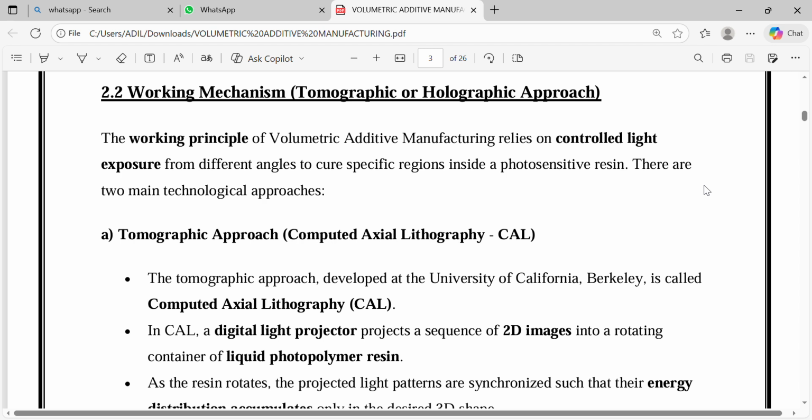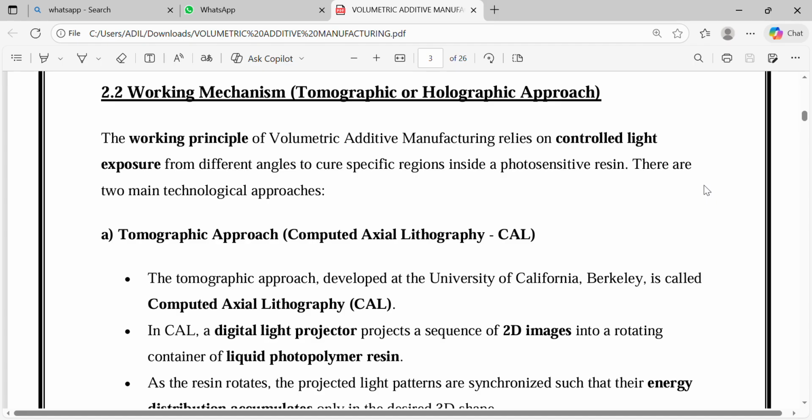Liquid photopolymer resin is a specialized polymer that cures with light, used in SLA, DLP and volumetric printing. It offers high resolution and detail. It can be formulated for specific applications.